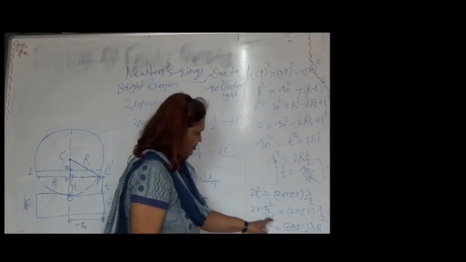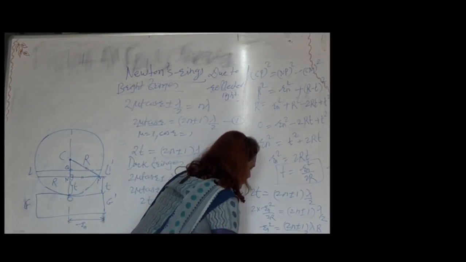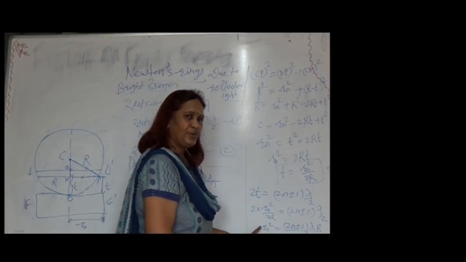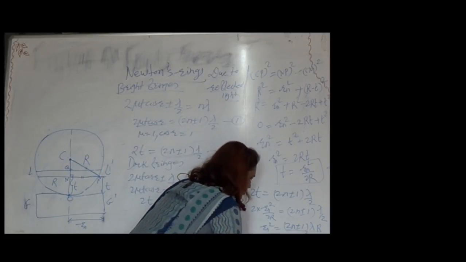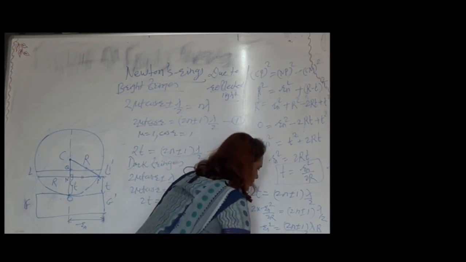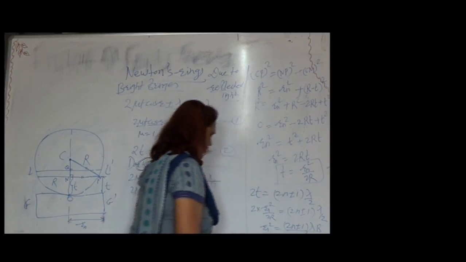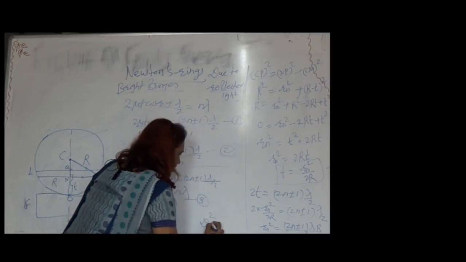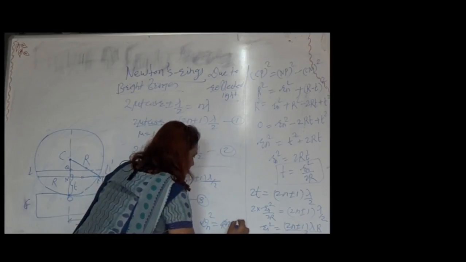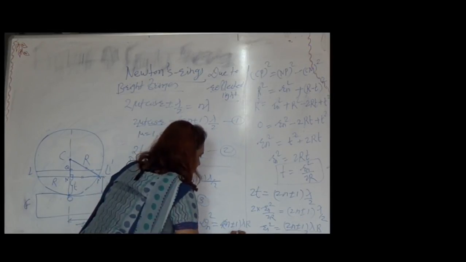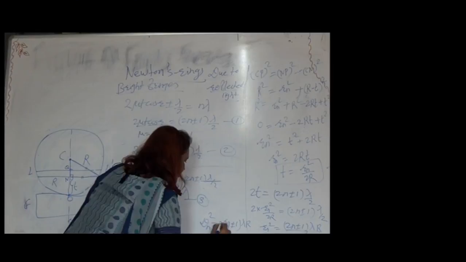Now here we will convert this radius into the diameter. Rn is dn divided by 2. So the Rn value in terms of diameter becomes dn square upon 4 is equal to 2n plus or minus 1 lambda by 2 times R. Now we will get d square is equal to 4 times 2n plus or minus 1 lambda R upon 2. 2 divided by 4, we will get here 2.